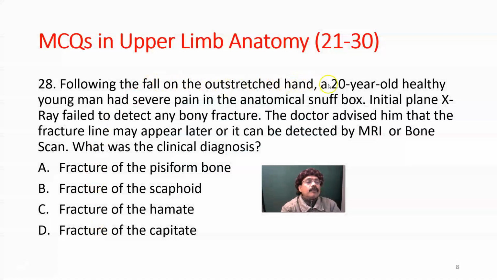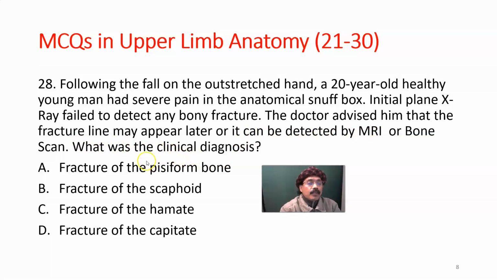Following a fall on the outstretched hand, a 20-year-old healthy young man had severe pain in the anatomical snuff box. Initial plain X-ray failed to detect any bony fracture. It is just a very fine fracture, so it may not be found in the plain X-ray. Even it may take a few weeks. The doctor advised him that the fracture line may appear later or it can be detected early by MRI or bone scan. What is the clinical diagnosis?